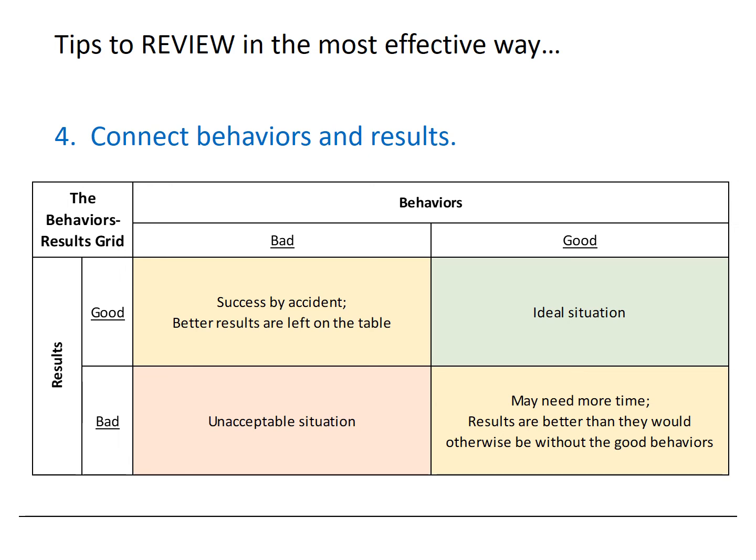In the bottom left quadrant, the employee's behaviors are bad and the employee's results are also bad. This is a clear problem, and the manager can confidently address the fact that it's an unacceptable situation. The other two situations are a bit more complicated.